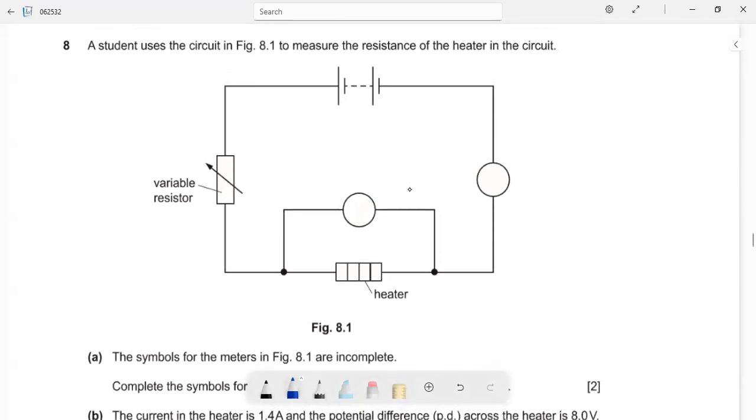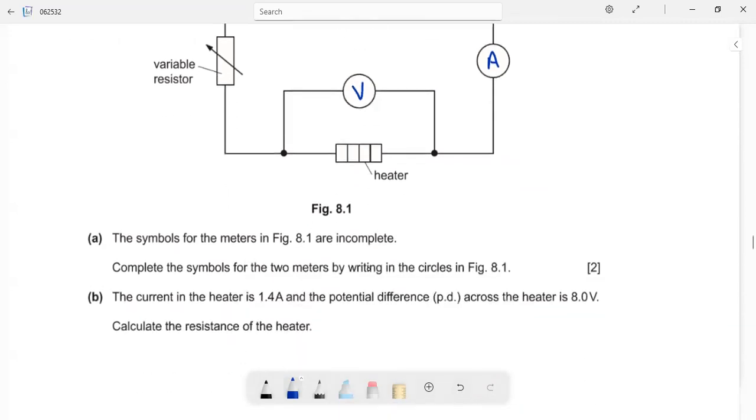So here we can see 2 circles are there. So this will be an ammeter, because we need to connect the ammeter always in series with the load, so current can be measured in series. And we need to connect the voltmeter always in parallel with the load. That is, voltage can be measured when you connect in parallel.